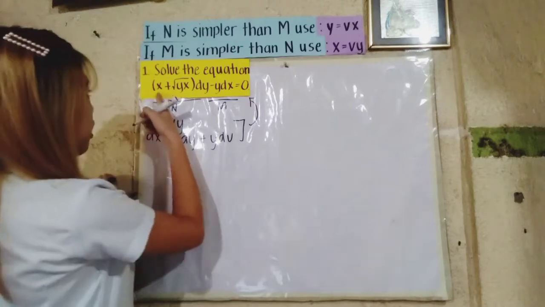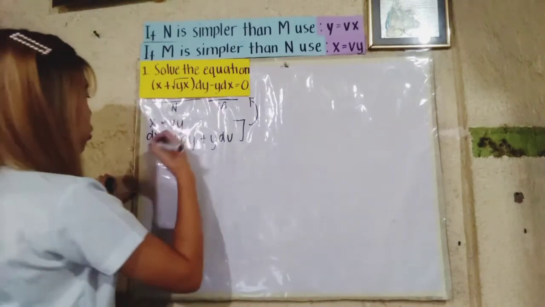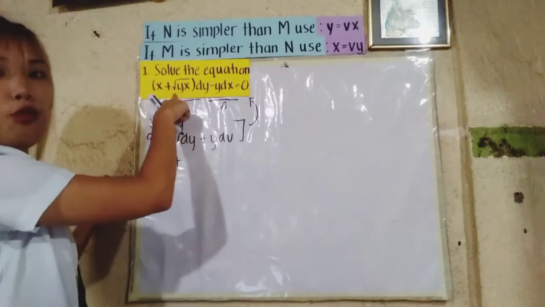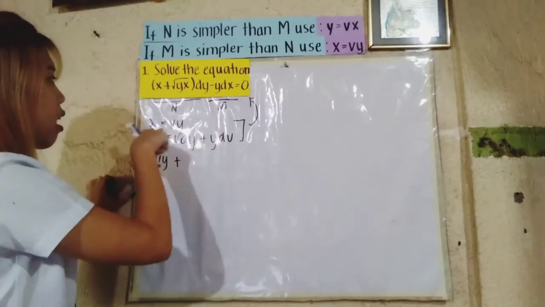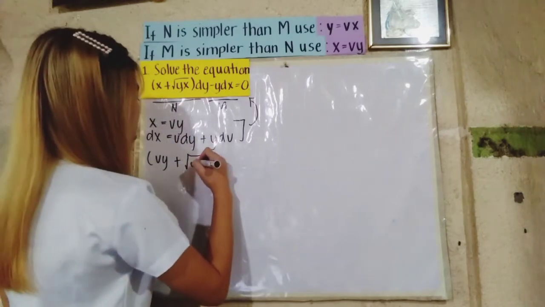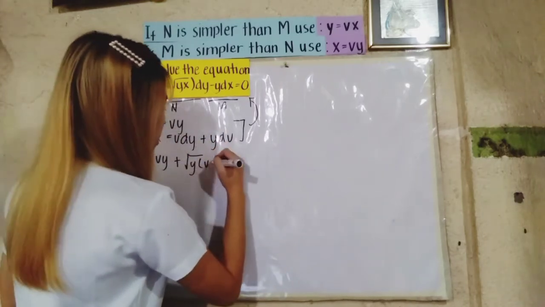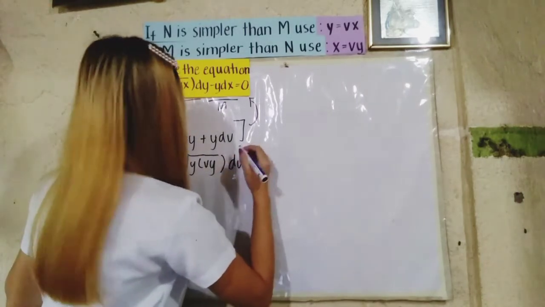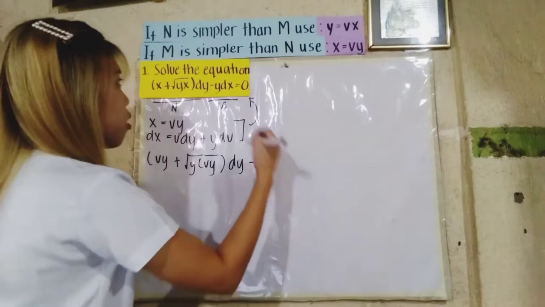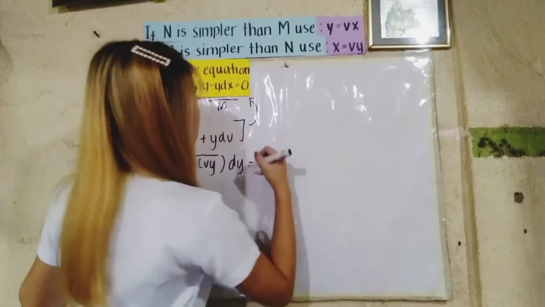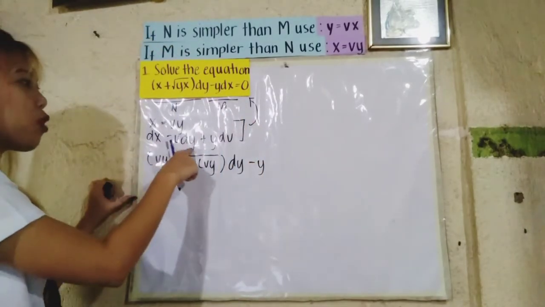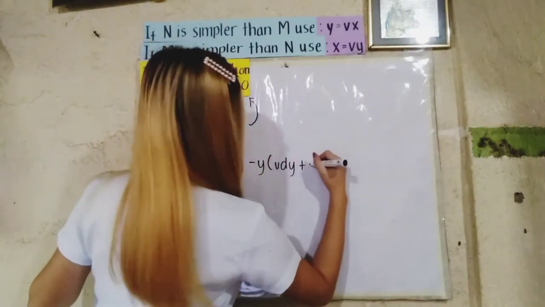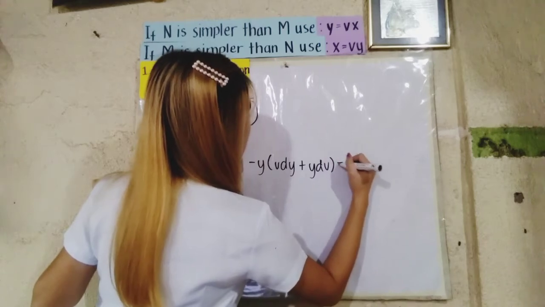So, we have here x, value ng x natin is vy, plus square root of y, x, yung value ulit ng x natin, magiging vy, so copy lang si y, then si vy, close, then dy, copy lang, minus, copy ulit si y, then yung value ng dx natin, which is v dy plus y dv. V dy plus y dv equal to 0.